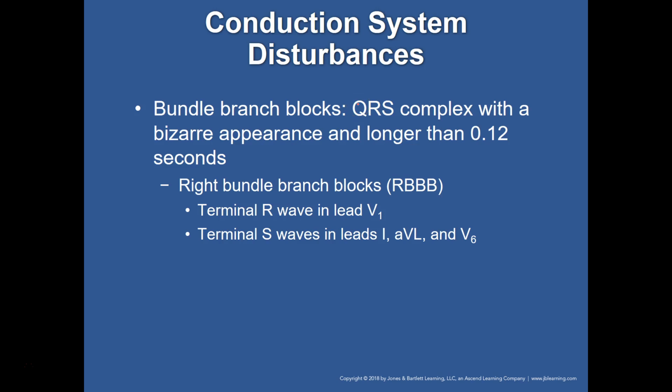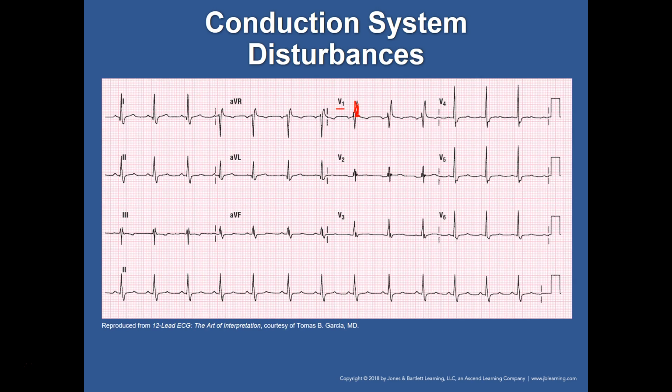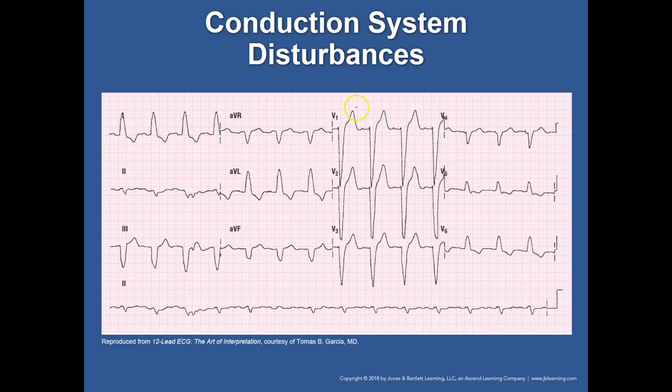So by definition, we have a terminal R wave in lead V1, and we have that, see our R wave up here, as well as going back and up. So once again, just another way to do that. In my opinion, it's a little easier. Let's take a look at another one.